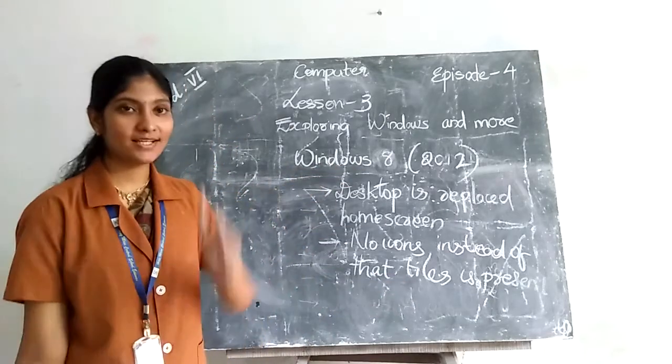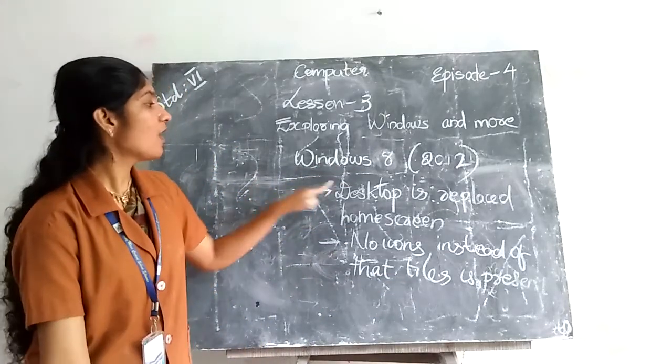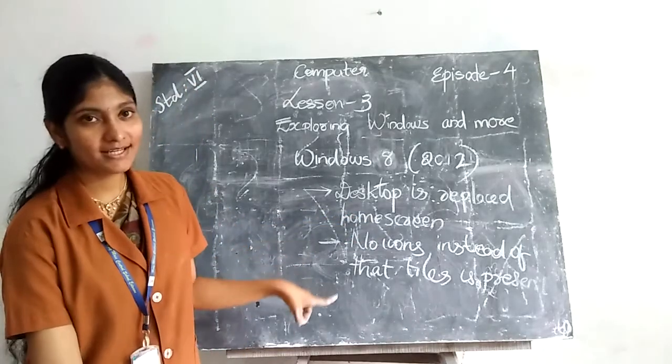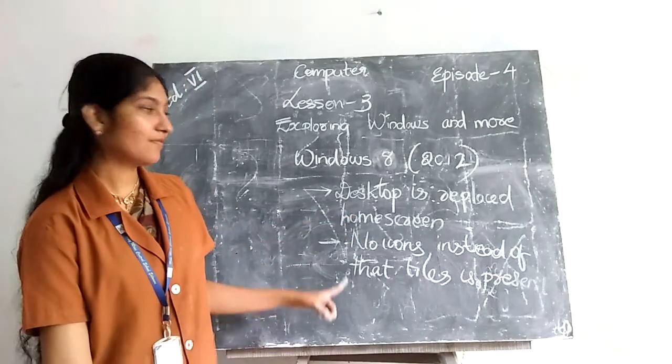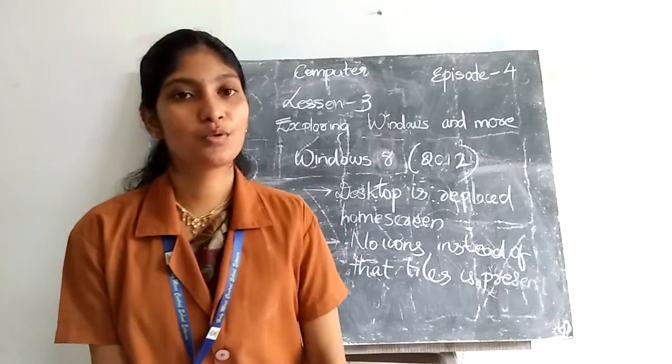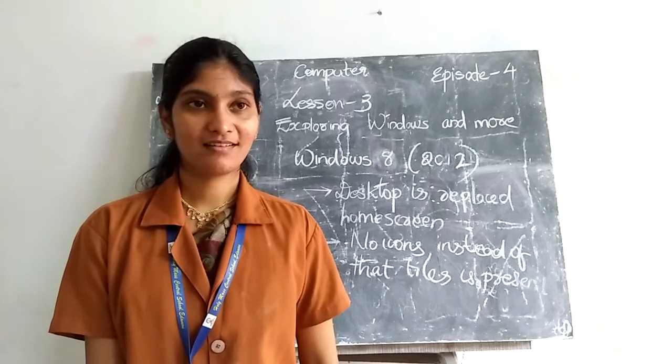So Windows 8, what are the two peculiarities? First, the desktop is replaced by the home screen and there are no icons. Instead of that, there will be tiles. When we click a tile, we can go to the application.